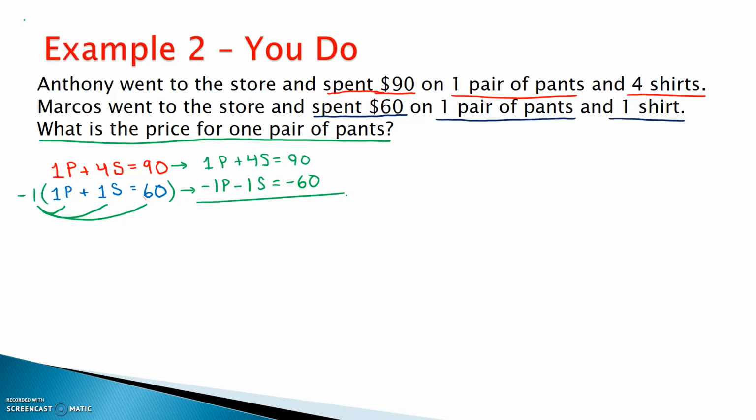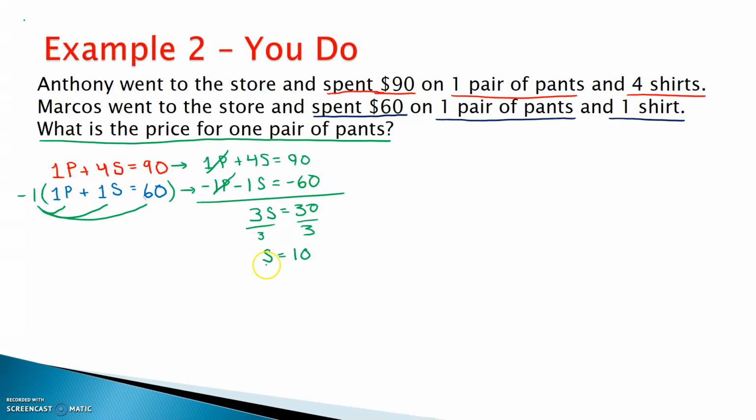Alright, let's eliminate. 1p minus 1p cancels out. 4 shirts minus 1 shirt gives me 3 shirts. S is equal to 90 minus 60, which is 30. I can do better. Divide both sides by 3 and I get S is equal to 10.